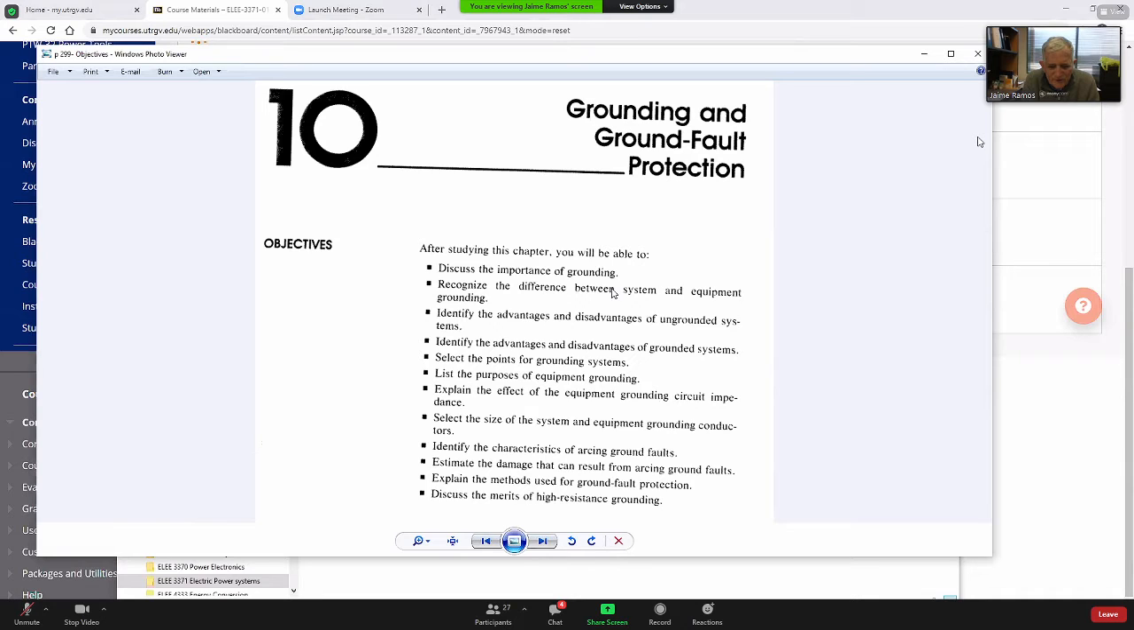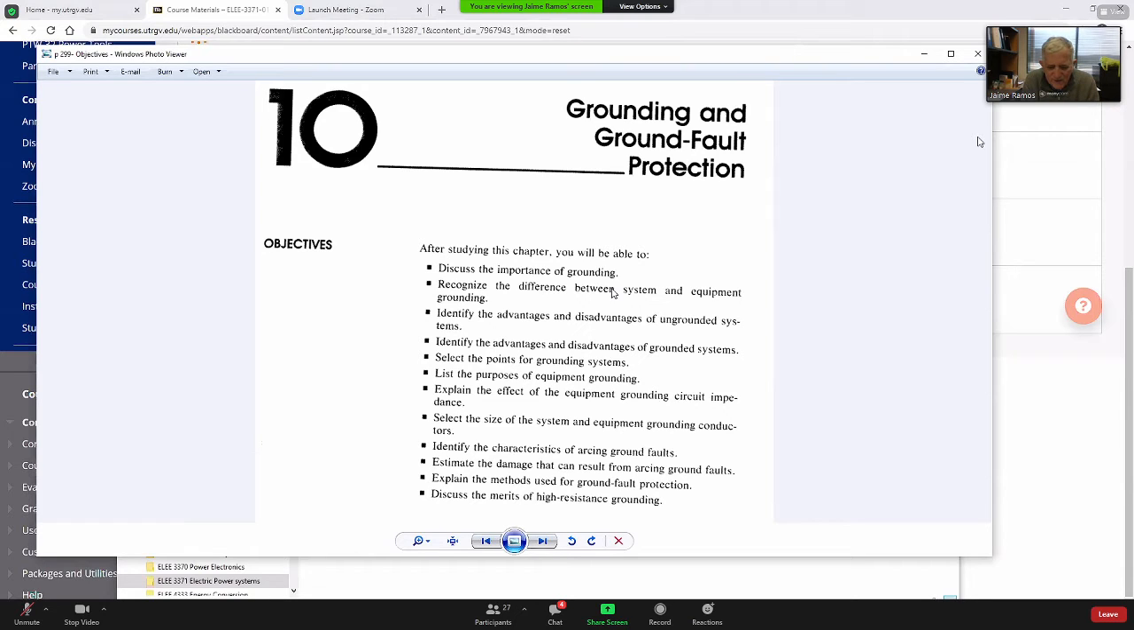Identify the advantages and disadvantages of ungrounded systems. Identify the advantages and disadvantages of grounded systems. Select the points for grounding systems. List the purpose of equipment grounding. Explain the effect of equipment grounding circuit impedance. Select the size of the system and equipment grounding conductors.